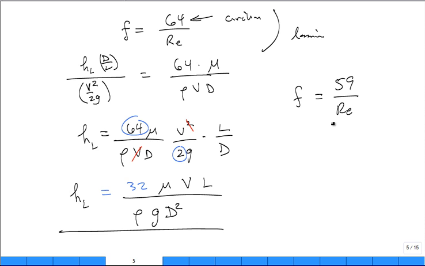Yes, right. Use the hydraulic diameter for everything that's not circular.